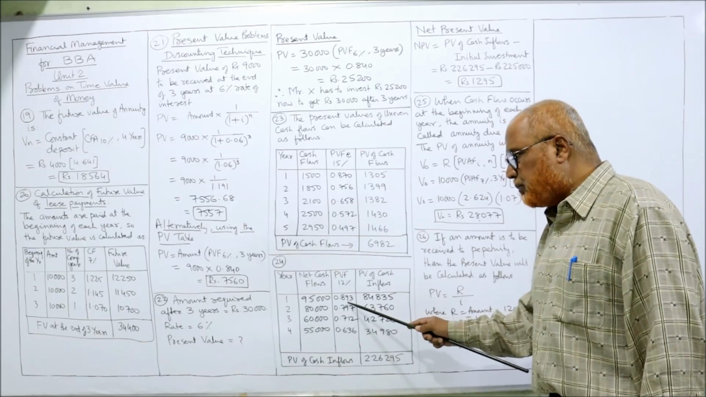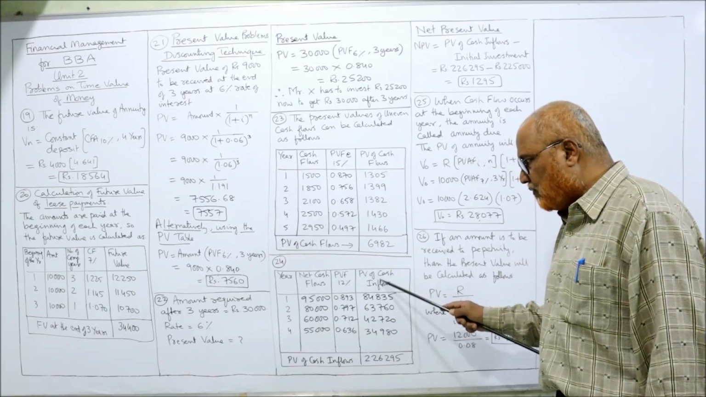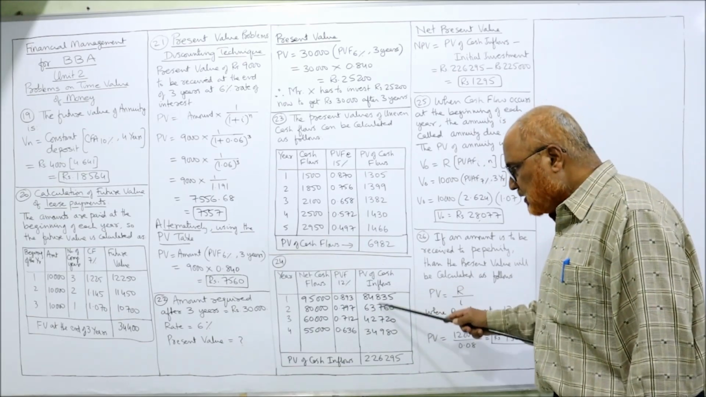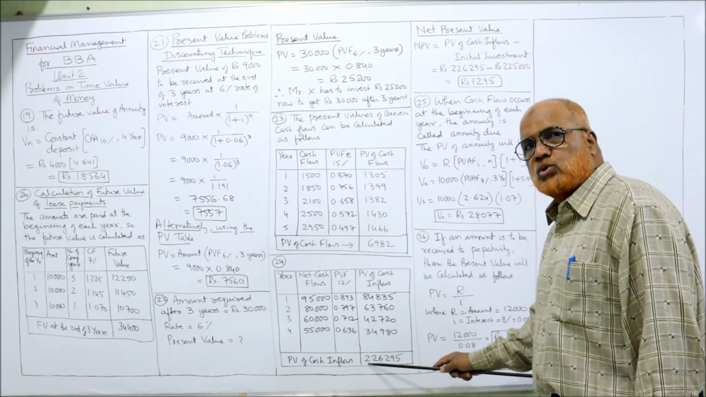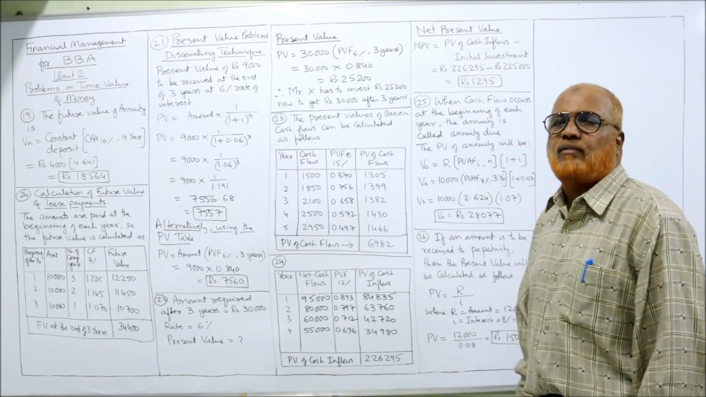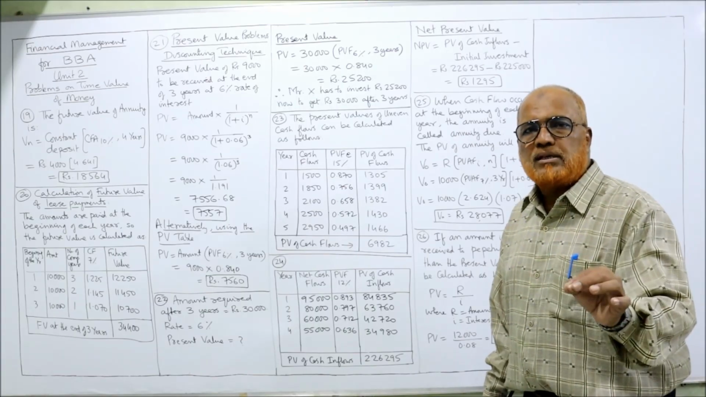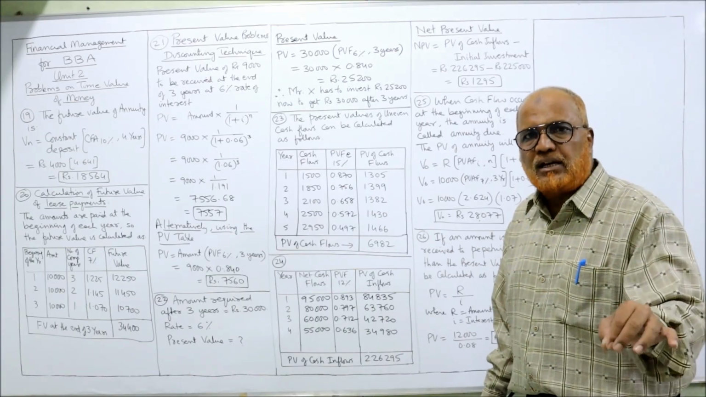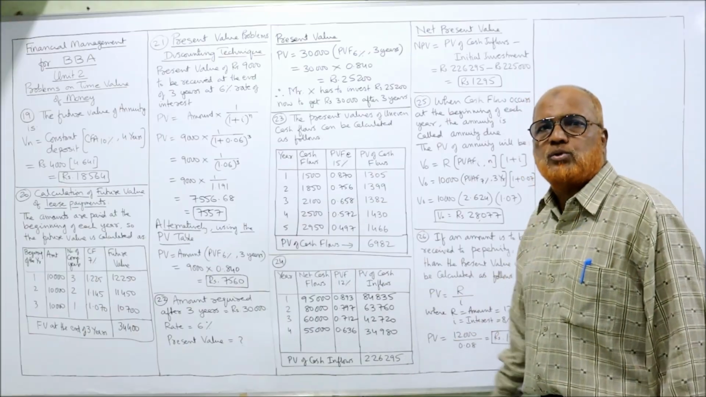Multiply the amount with PV factors, we'll get the present value of cash inflows. Take the total of this present value of cash inflows, 2,26,295. 2,26,295 is the present value of all the future cash inflows.